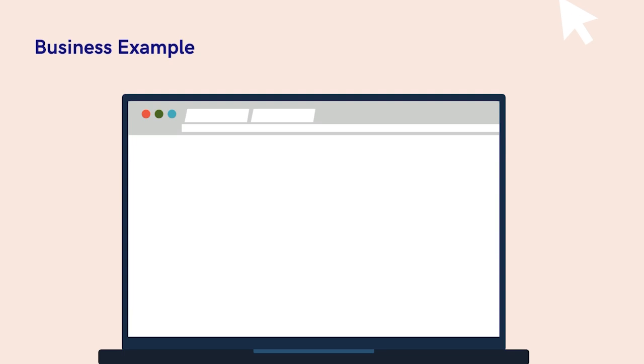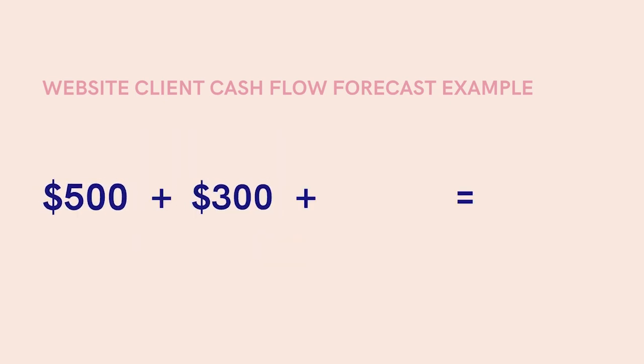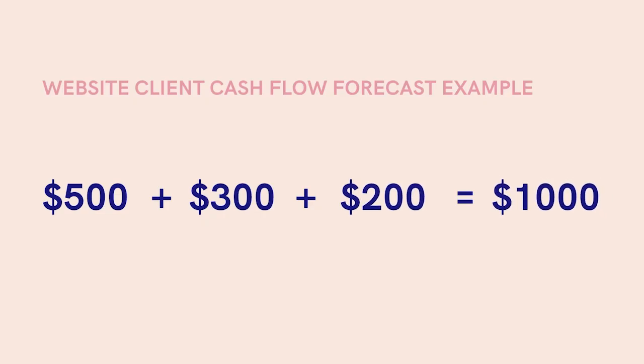Okay, let's pick a real life working example. Perhaps you are building a website for a client of yours. But the way that it works for this particular website is that there isn't a pay in full amount. What happens is that they pay you an upfront amount of $500. And then in 3 months' time, they pay you an amount of another $300. And at the conclusion of the project, they pay you the final $200. So we've got 500, 300, and 200. So the project is $1,000 in total.